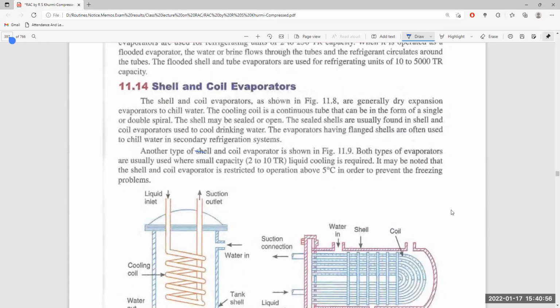Another type of shell and coil evaporator is shown. Both types of evaporators are used where small capacity liquid cooling is required. It may be noted that the shell and coil evaporator is restricted to operate above 5 degrees centigrade in order to prevent the freezing problem.